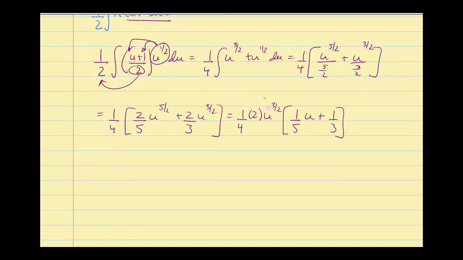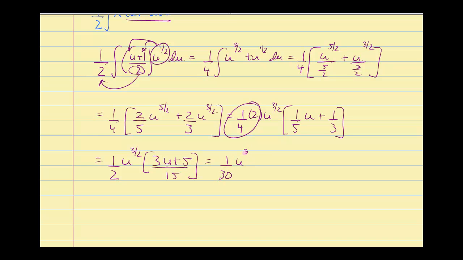Finding a common denominator, I see that I have 1/4 times 2, or 2/4, which reduces to 1/2. So 1/2 u to the 3/2. The common denominator would be 15, so I have 3u plus 5 all over 15. So I could pull out a 15 next. So I have 1/30 u to the 3/2 times 3u plus 5. This is not my answer. In fact, I'm going to be simplifying this even a little bit more once I make my substitution.